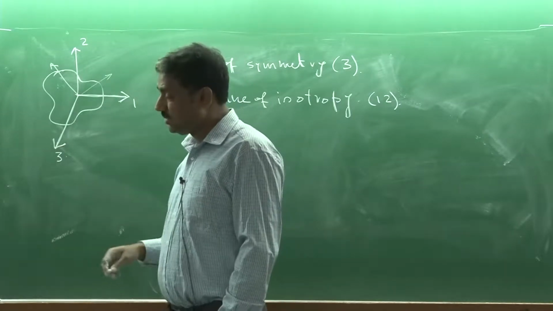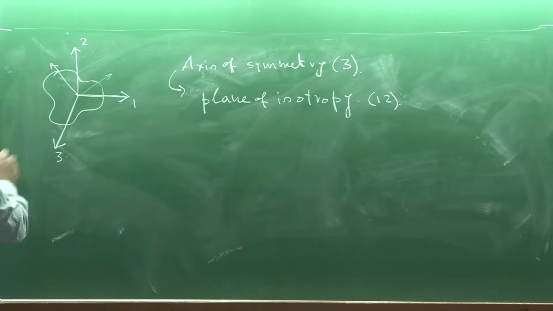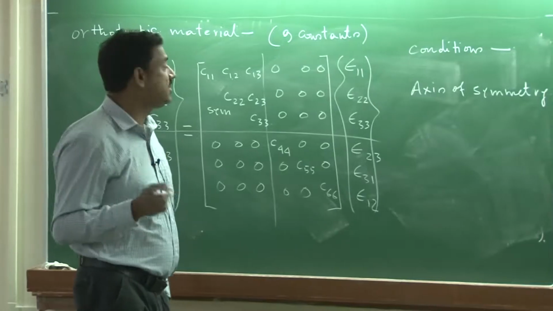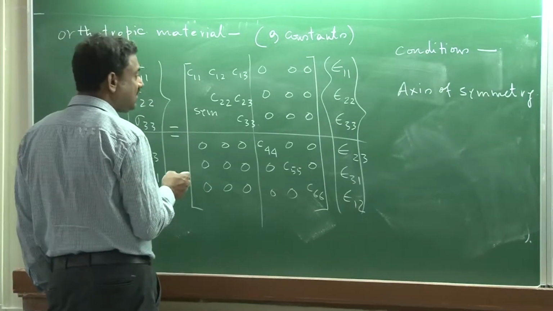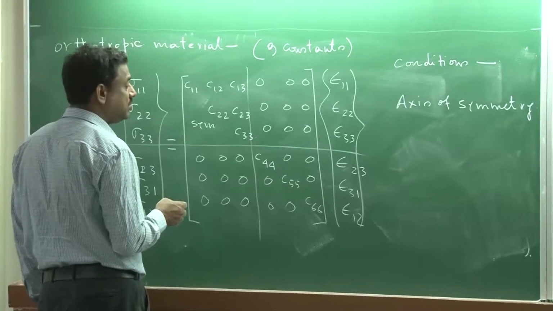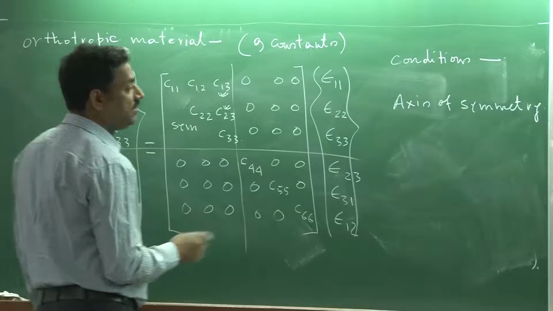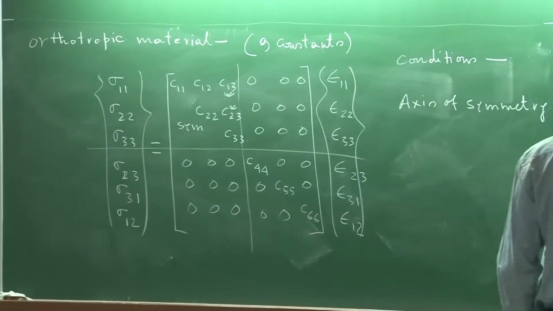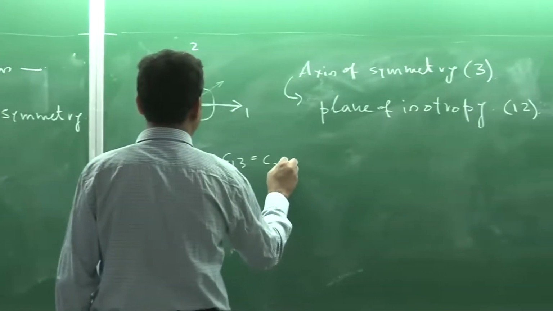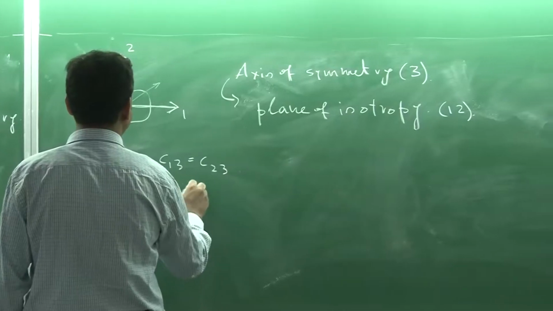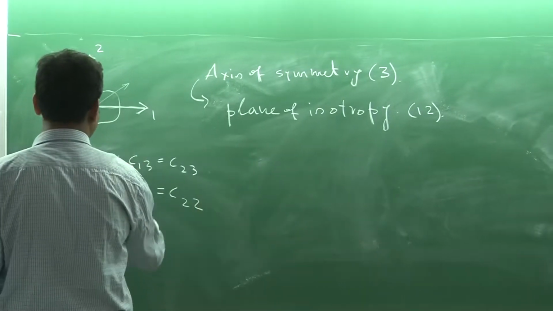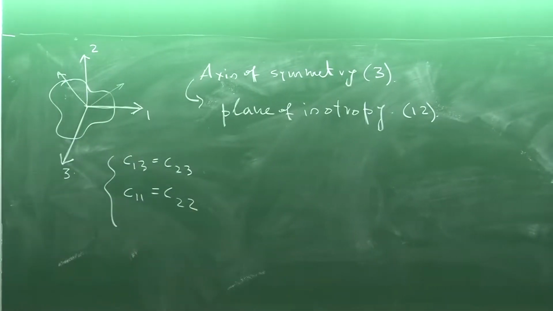So, what does it mean? If axis 3 becomes an axis of symmetry, the material will not be able to distinguish between 1 and 2. So, C13 should be equal to C23. And C12 should be equal to C23, and C11 must be equal to C22. Understand that?